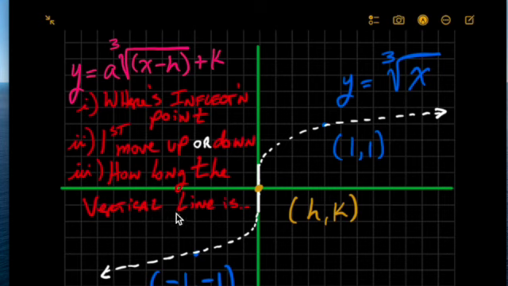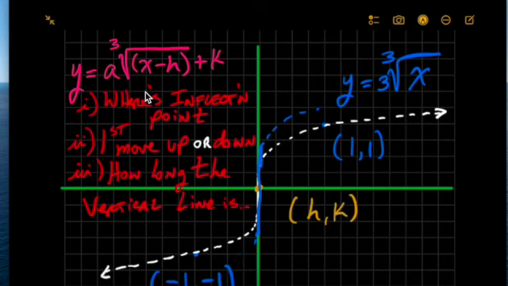And the third issue is how long this vertical line is. You can see the cube root function has a vertical line that goes through the inflection point before you start to see curving of the graph. Depending on the a value, the length of that particular vertical segment would change. For example, if I put a 3 here, the length of this vertical segment would increase. So you would have a graph that looks like this, with an elongated vertical segment.